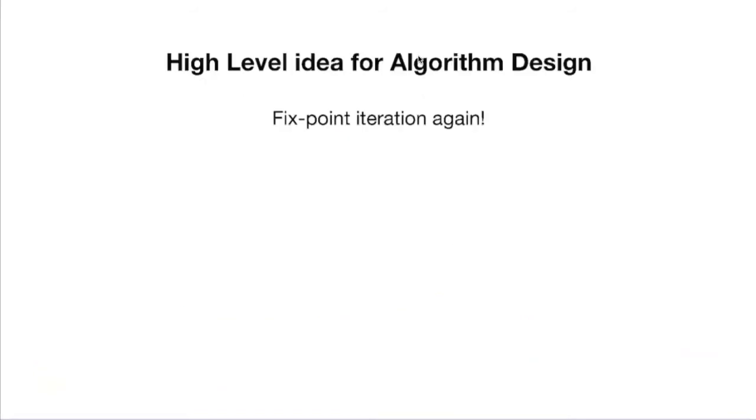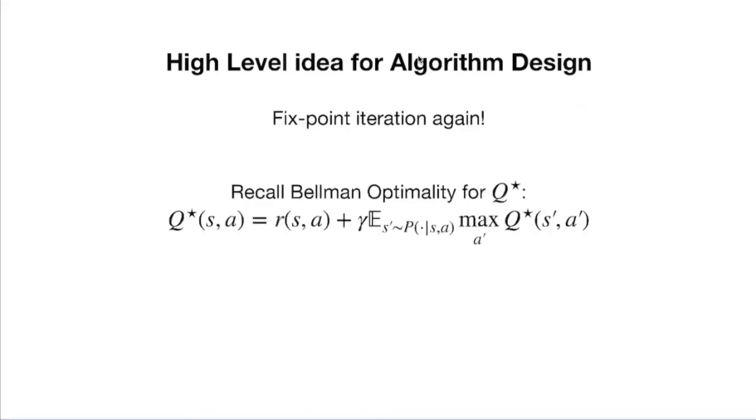Now we're going to design the algorithm. Let's first convince ourselves of the thing that we want to compute. We want to compute Q star. This is our ground truth goal. Let's convince ourselves that Q star is some fixed point solution of some equation. Recall the Bellman optimality for Q star, which we covered in the recap part of this lecture. We have Q star on both sides, and the right-hand side is basically the Bellman operator that we talked about.